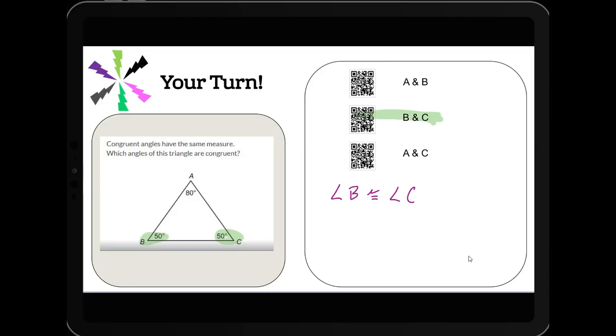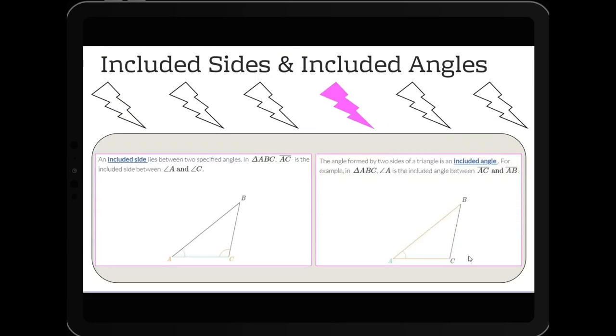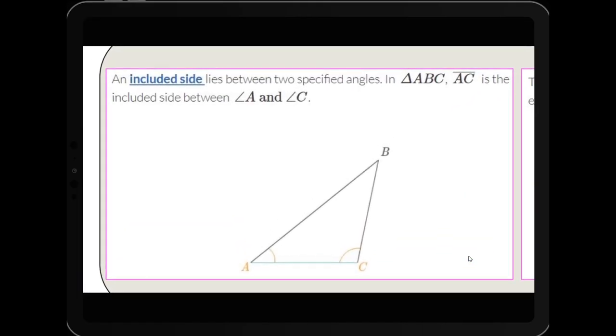So we looked at an example of sides and angles. Now let's go ahead and look at some vocabulary involving the word included. We have two different diagrams to look at, so let's focus first on the segments. When you have an included side, it lies between two specified angles. You can see in the triangle below that the segment AC is the included side, and the angles are labeled with arc marks.